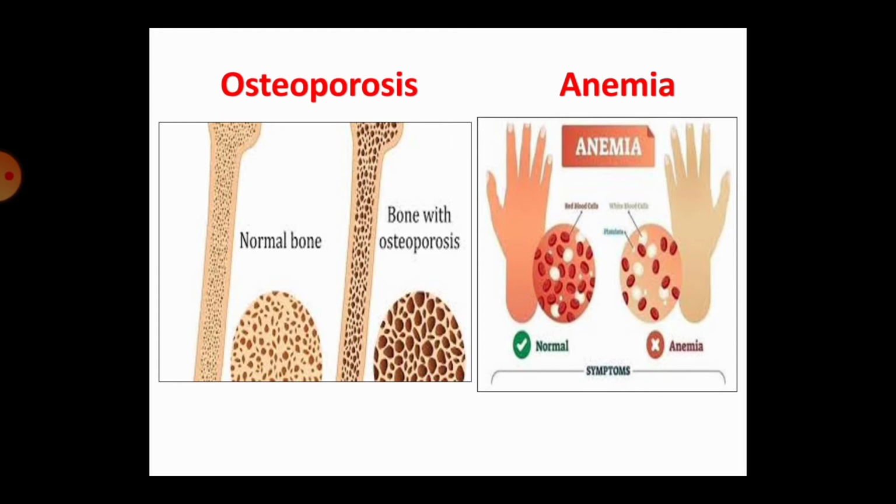So if you lack iron, you will develop anemia. See the difference in anemia? The RBC count will be less compared to the normal. And if you have calcium deficits, you will develop osteoporosis. Osteoporosis will lead to fracture.